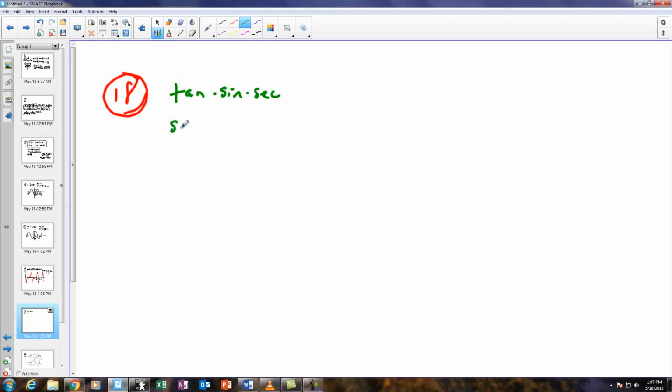Okay, so a tangent is sine over cosine, by definition. A sine I like, so I'm going to just put sine over 1, just so it looks like a fraction like the rest. And secant is defined as 1 over cosine. Now, if I look, I don't see stuff that's going to cancel, because a sine times a sine is just sine squared. So across the top, the multiplication becomes sine squared. On the bottom, it becomes cosine squared.